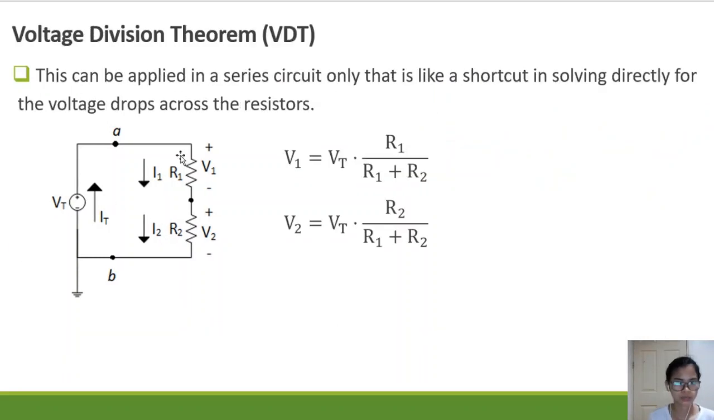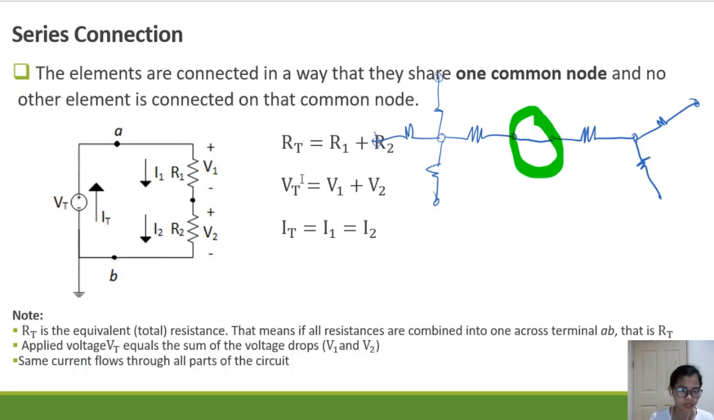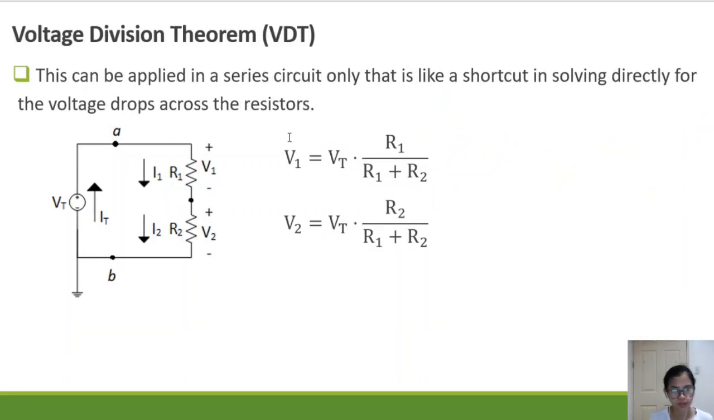Now let's proceed to the next part. Voltage division theorem. This can be applied in a series circuit only. It's like a shortcut in solving directly for the voltage drops across the resistors. As you can see from the series connection here, you can only solve for V1 if you have the value for I1 and R1, and you can solve for V2 if you have the value for I2 and R2. But for the voltage division theorem, I won't be showing you the derivation. In a series circuit, you can directly solve for the voltage drops across the resistors, and you just use this formula. So take note, V1, that would be R1 here. V2, that would be R2 here. Later on, you will know why. So let's proceed to the next.